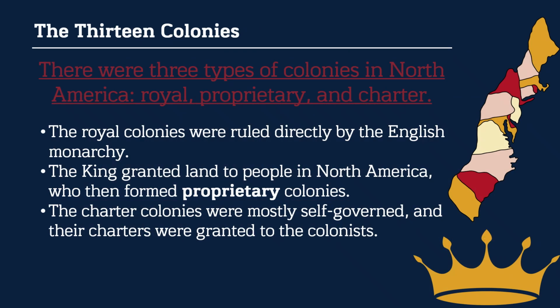So to give a brief history, right, the 13 colonies, there were 3 types of colonies established by the English when they came to the New World: royal, proprietary, and charter colonies. Now, royal colonies are ruled directly by the king. A proprietary colony is where he granted land to the people and they formed a self-government. And then a charter colony is mostly self-governed, and the charters were granted to the colonists.